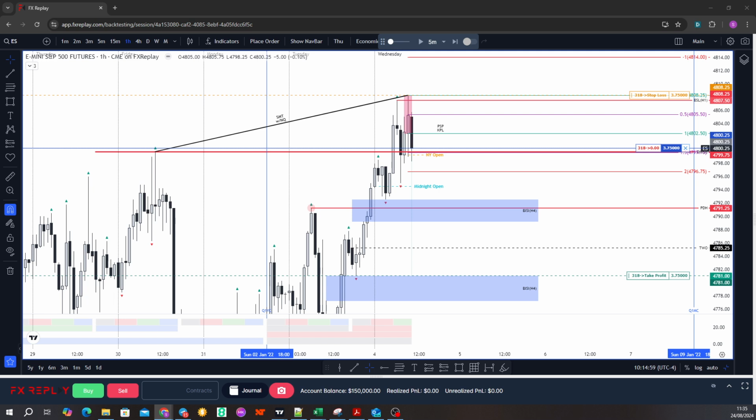of high probability shorts. Okay, so I've noted the high time frame SMT. Now again, this is the lowest of high time frame correlation types.